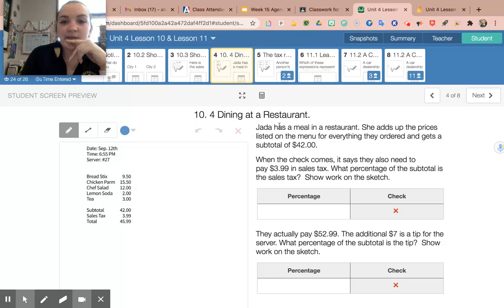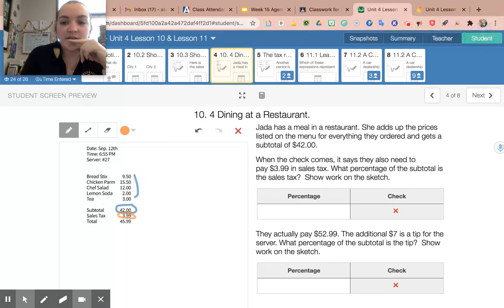So it says dining at a restaurant. Jada has a meal in a restaurant. She adds up the prices listed on the menu for everything they ordered and gets a subtotal of $42. So she added all these things up and she got $42. When the check comes, it says that they also need to pay $3.99 in sales tax.